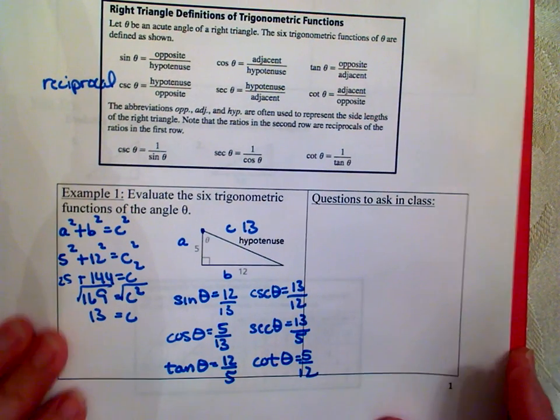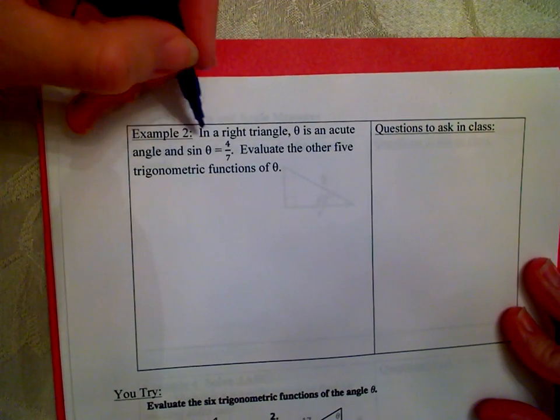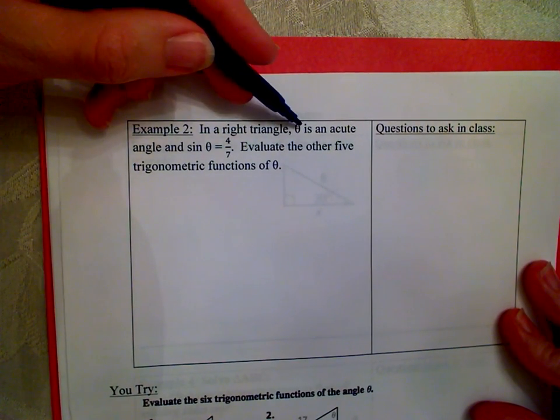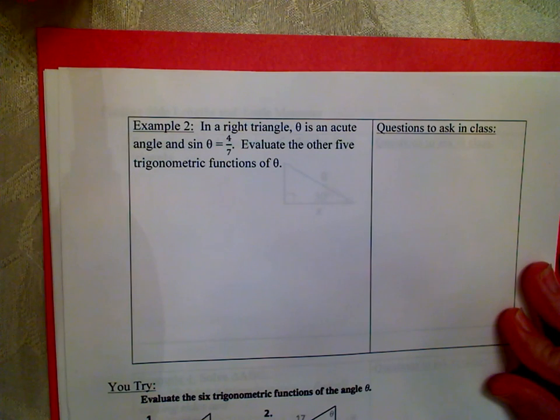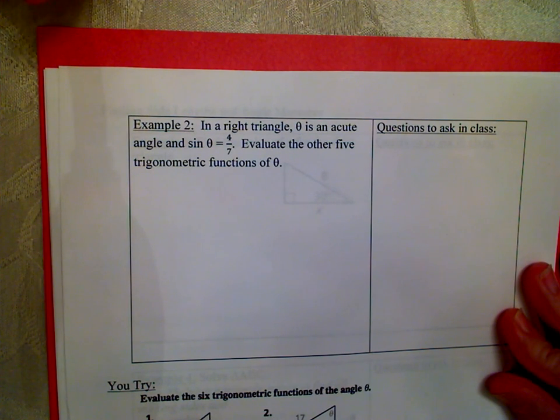Let's look at one more example that's similar. Let's look at example 2. This one says, in a right triangle, theta is an acute angle, and the sine of theta is 4 over 7. Evaluate the other 5 trigonometric functions.